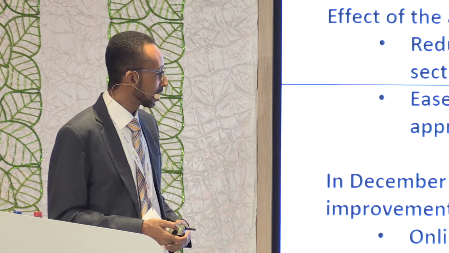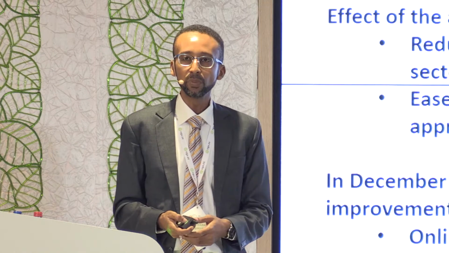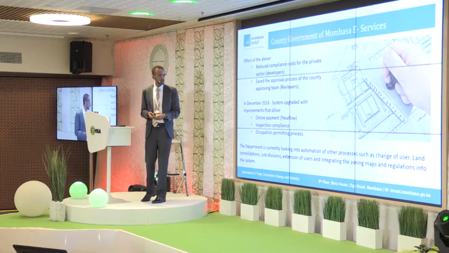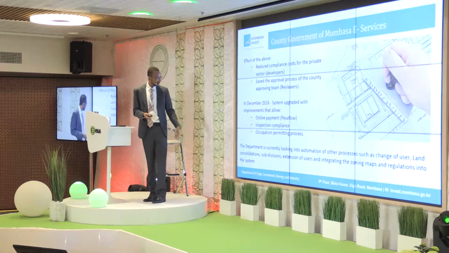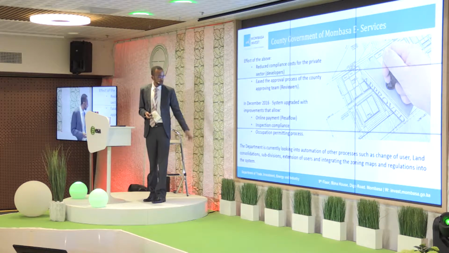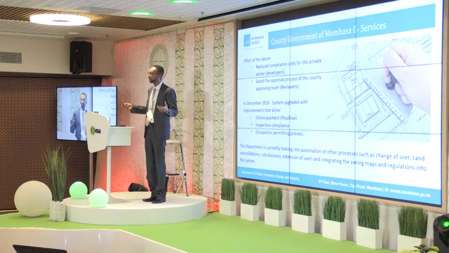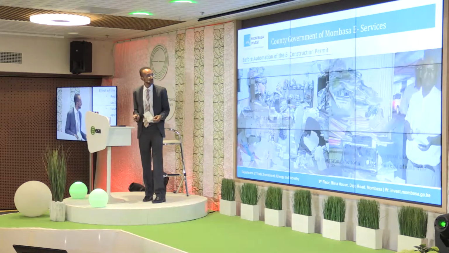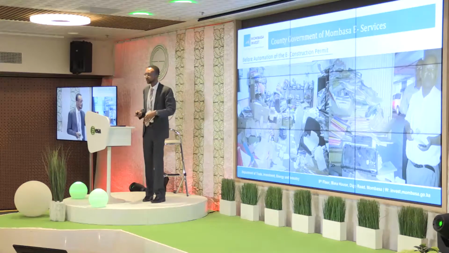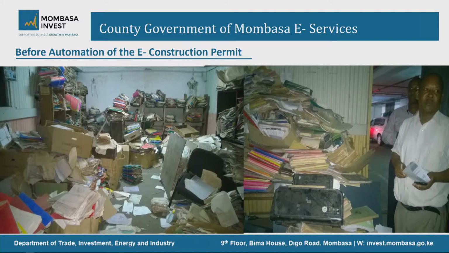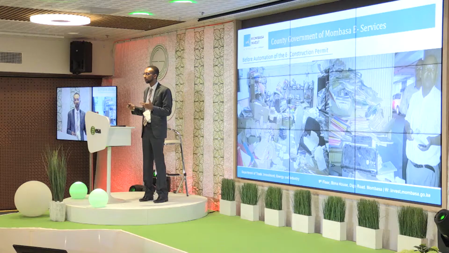So the department is currently looking at additional automation to improve the current e-construction system. They are looking at land consolidation, subdivision, extension of users, and integration of zoning maps of the various places within the county into the system. And this is how we used to operate before the automation. I think the picture speaks a thousand words in terms of how this manual process brought about inconvenience, not only for the private sector, but for government as a whole.